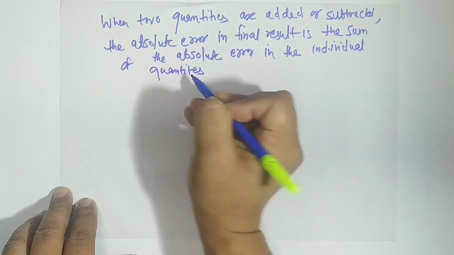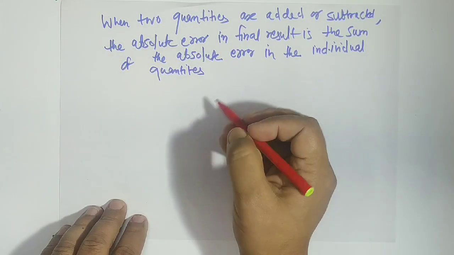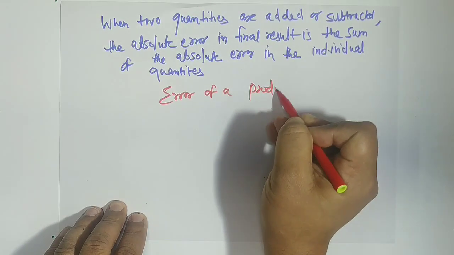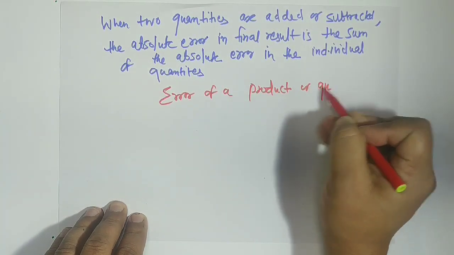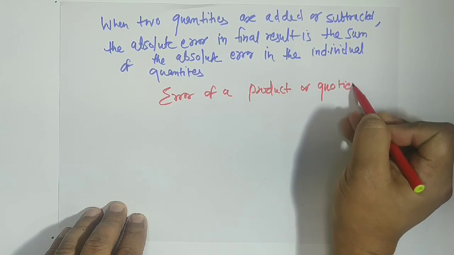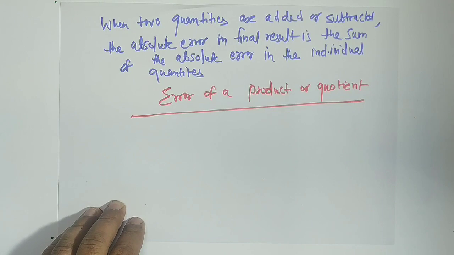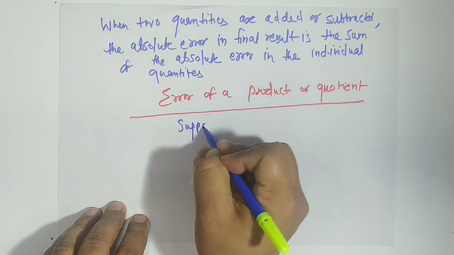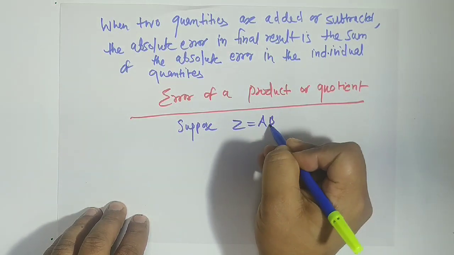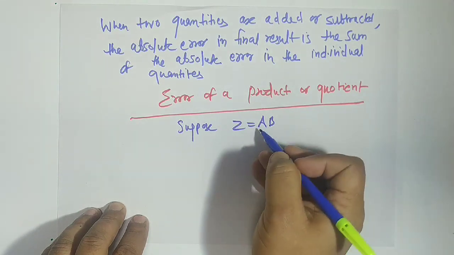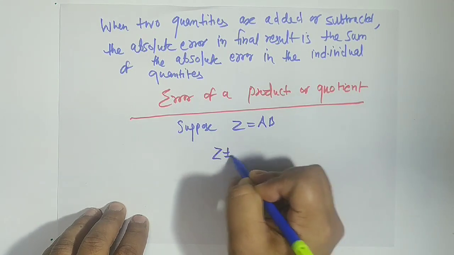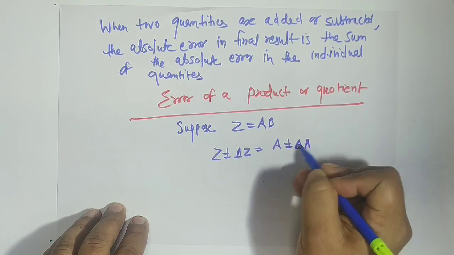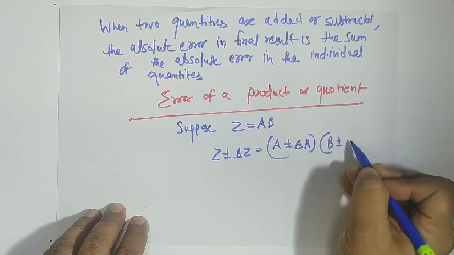Now we are talking about the error of a product or a quotient. That means it is for division and multiplication. Same rule. Now how is it the same rule? I will just give you an example. Suppose Z is equal to AB. This is the product. And we know that the measured value, if you replace it, will be Z plus minus delta Z, and A plus minus delta A, and in place of B, B plus minus delta B.